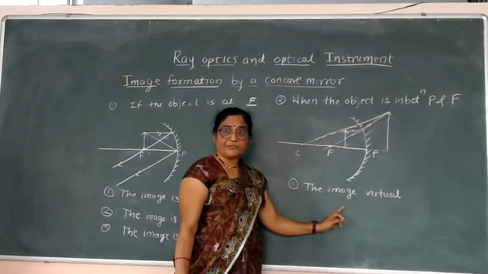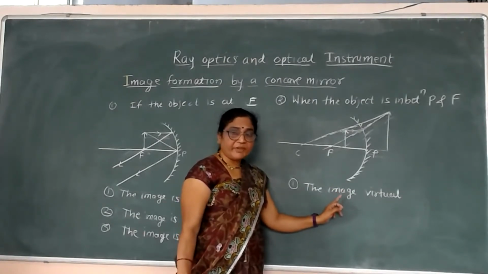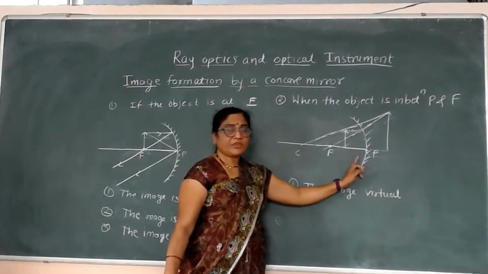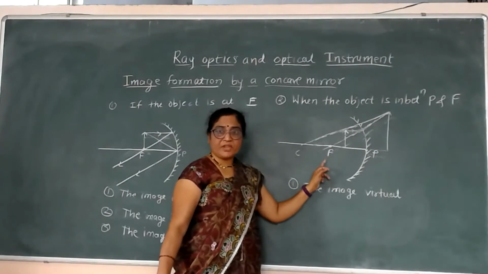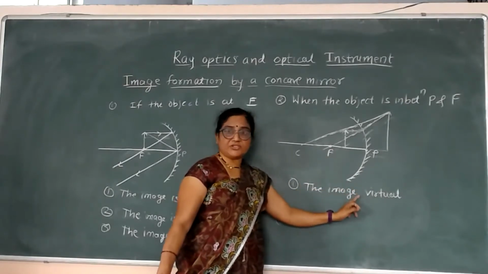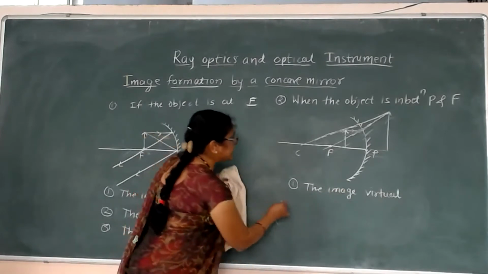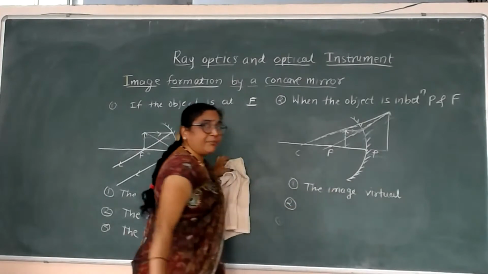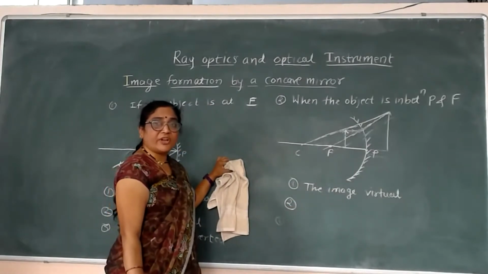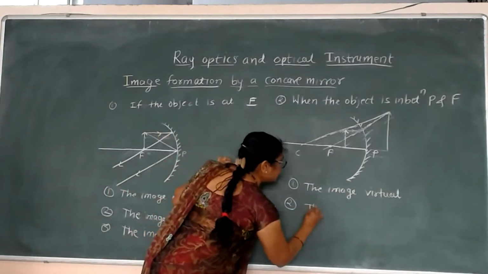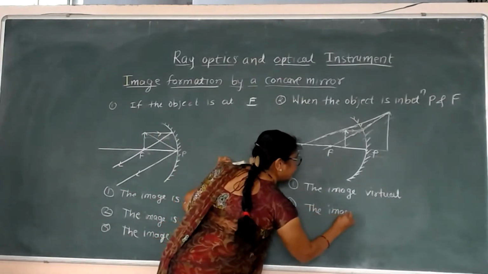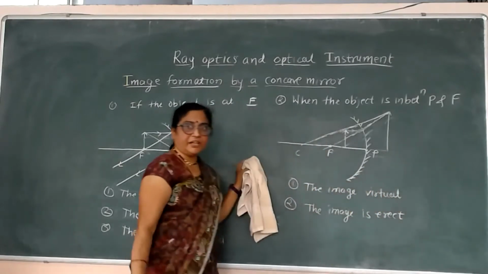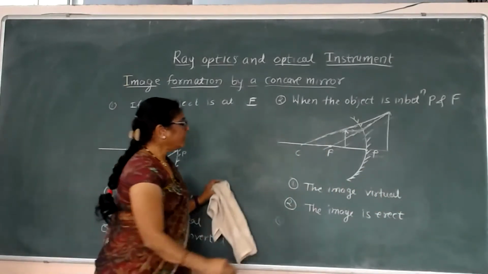Means when the object is situated in between pole and the principal focus, that time the image is virtual. And second point, the image is as it is; this is known as an erect image. So the image is erect.